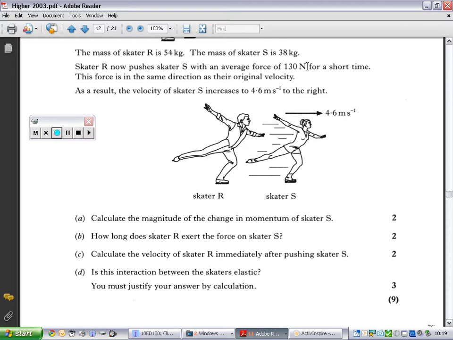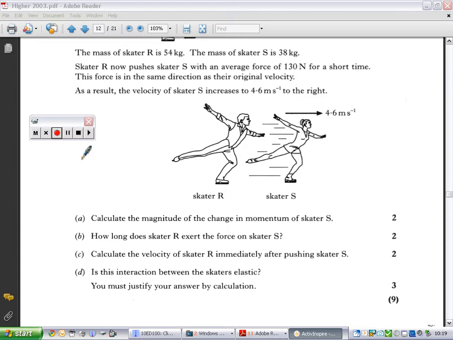Right, part C. Calculate the velocity of skater R immediately after pushing skater S. Your formula for momentum is m1 v1 equals m2 v2. Now, in your data book, who's got one handy? Jay's got one. Right, so you're not actually given that formula in your data book. All you're given is that momentum equals mv. So this is one of those formulas that's not in your data book: m1 v1 equals m2 v2.